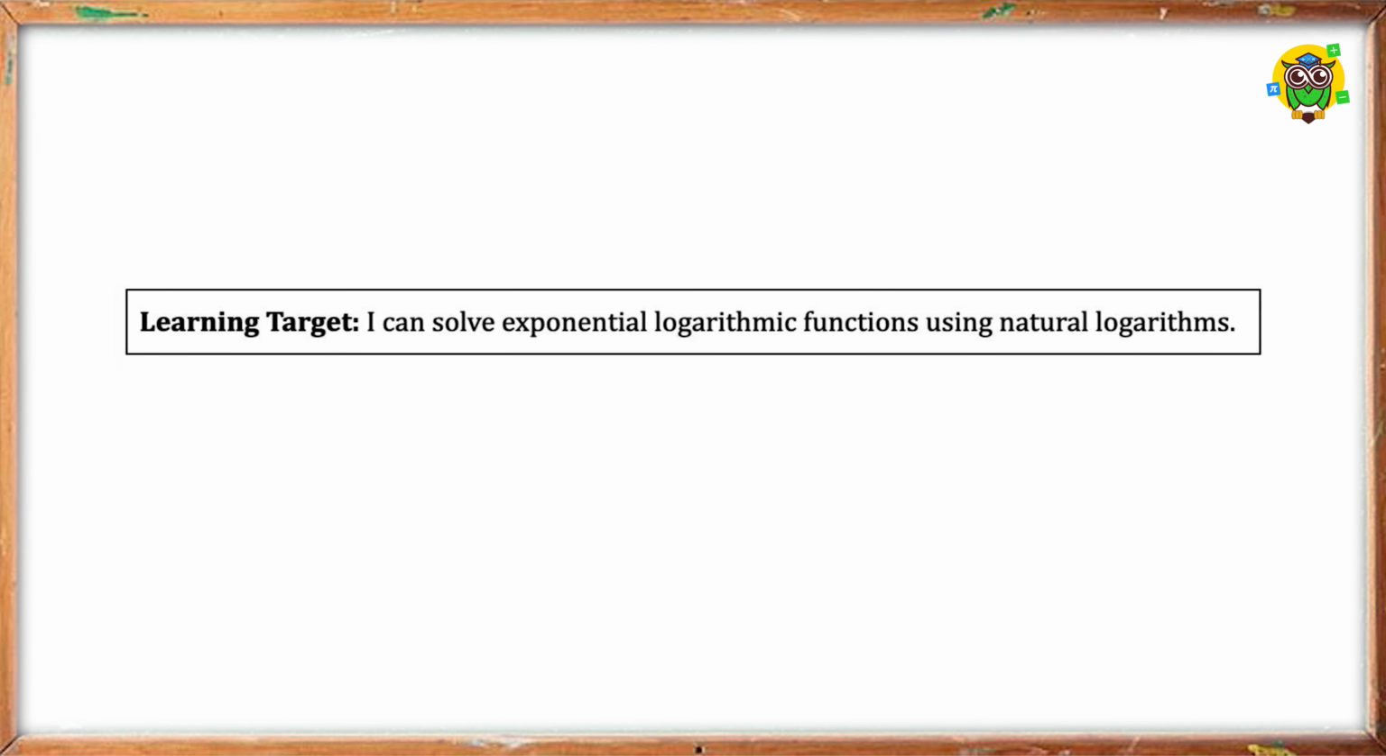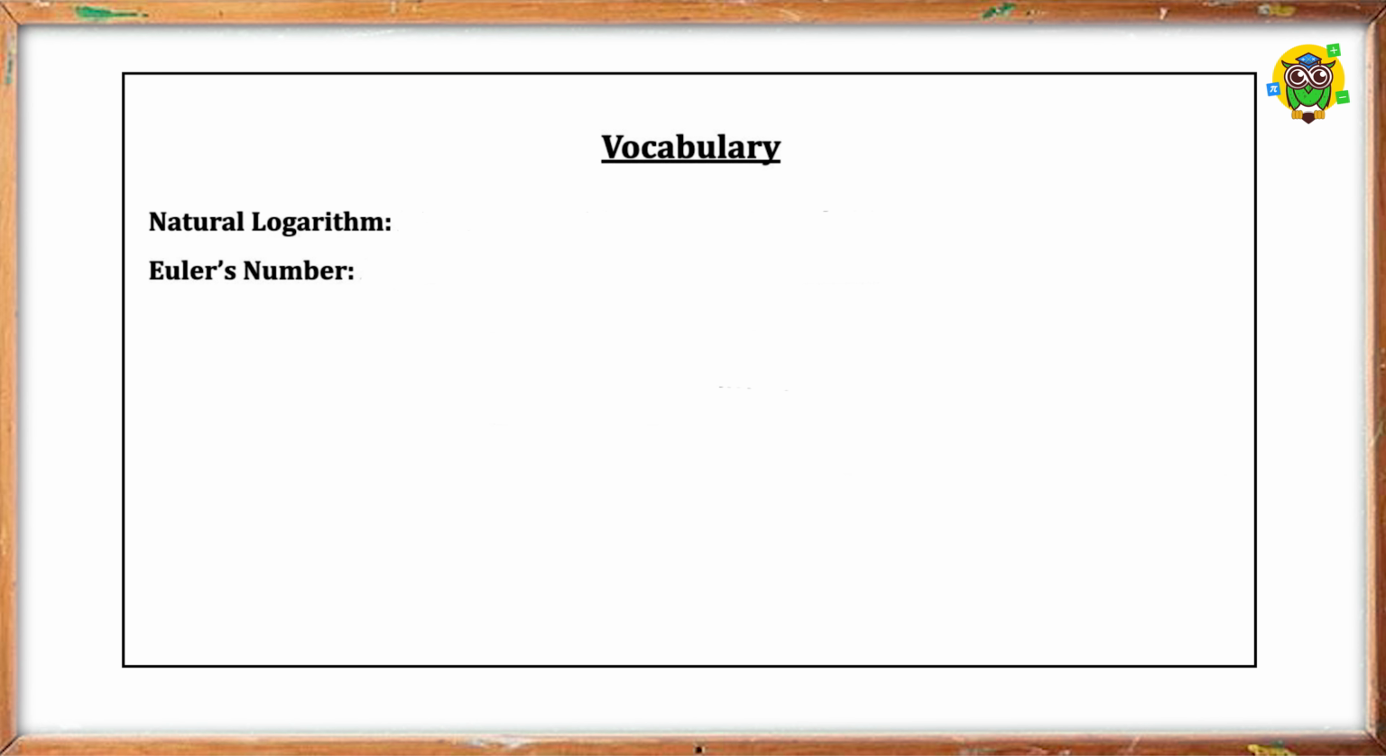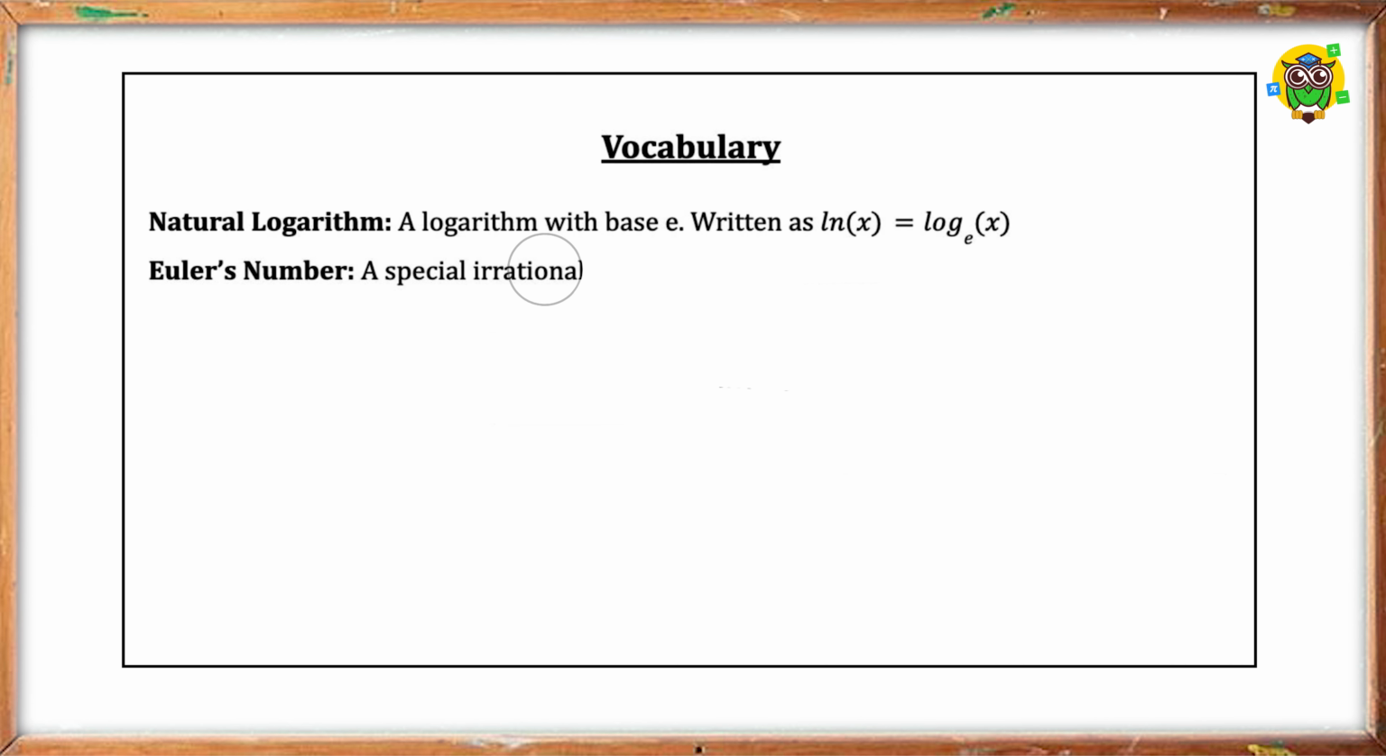Our learning target for this video is I can solve exponential logarithmic functions using natural logarithms. Now let's take a look at some vocabulary. Natural logarithm: a logarithm with base e, written as ln of x, is equal to log base e of x. Euler's number: a special irrational constant, e, is approximately 2.71828.